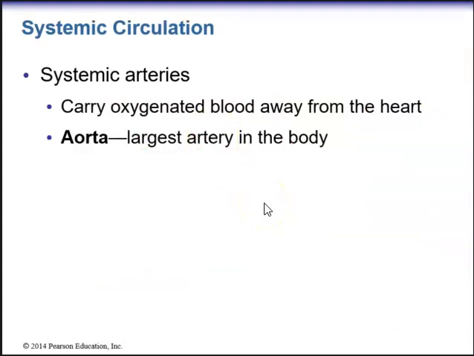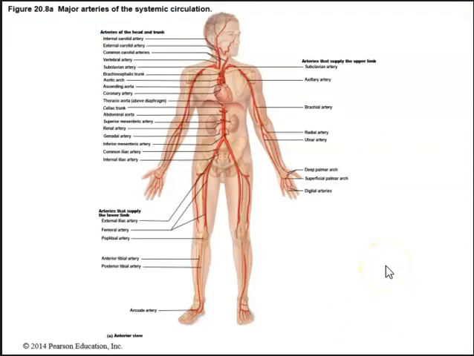Now, with the systemic circulation, again, we have systemic arteries that will carry oxygenated blood away from the heart. We know that the aorta is the largest artery in the body, and the aorta receives blood from the left ventricle. So here we see a diagram of the major arteries of the systemic circulation. We can see that from the heart, blood will be pumped from the left ventricle to the aorta to go to the rest of the body.